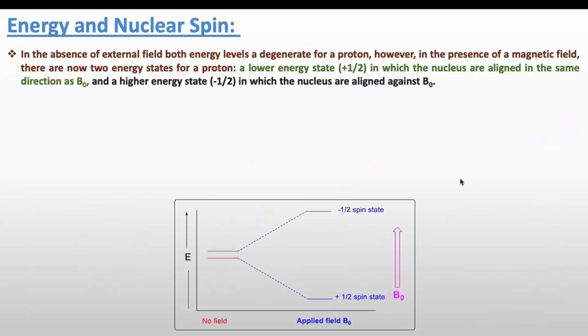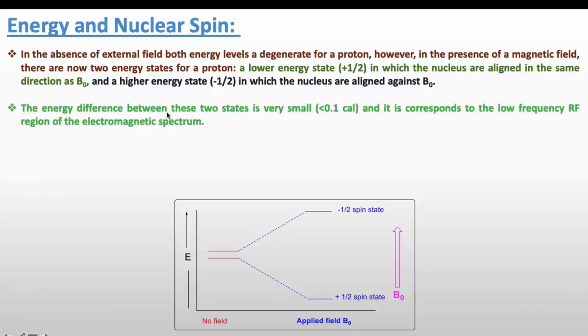In the absence of an external field, both energy levels are degenerate for a proton. If we take the example of a proton, as shown in this figure, there is no external field and these two levels are almost degenerate in energy. But in the presence of a magnetic field, there are two spin states for a proton, plus 1/2 and minus 1/2. Plus 1/2 is in the same direction as the applied field and is lower in energy, and minus 1/2 is against the applied field and is higher in energy.